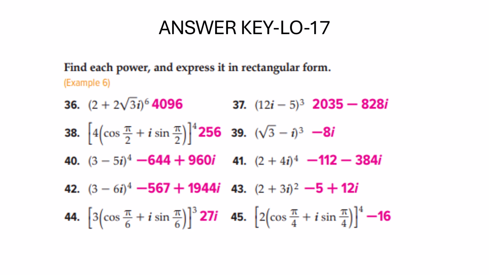So here now, as promised, I'm providing you the answer key for learning objective 17. For all the questions that we solve where we need to find the power and express in rectangular form using the De Moivre's theorem, these are the answer key for question 36, 37, 38, 39, 40, 41, 42, 43, 44 and 45. And yes, just a quick thing which I want to point out. For the previous question 39 that we did in the last slide, square root 3 minus iota whole to the power 3, there is a negative sign. That's why the answer is going to be negative 8i and not plus 8i, okay, because there's a negative sign.